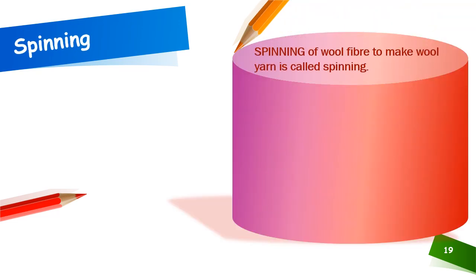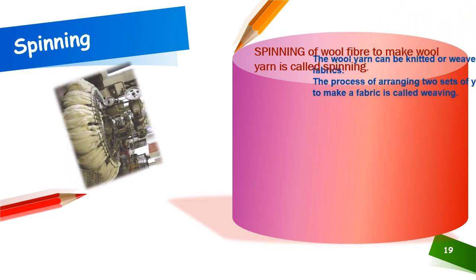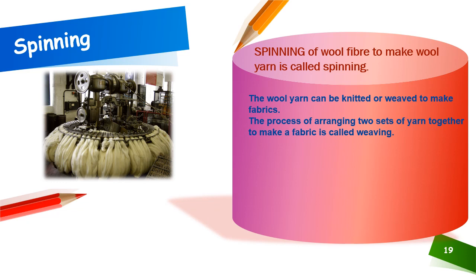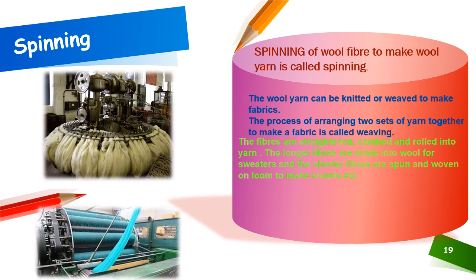Final step, spinning. It is a process of spinning the wool fiber to make wool yarn. The wool yarn can be knitted or weaved to make the fabrics. The longer fibers are spun into thick wool yarn, which is used for knitting sweaters, while the shorter fibers are spun into fine wool yarn, which are used for weaving on a loom to make shawls.